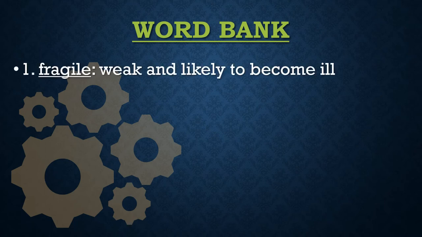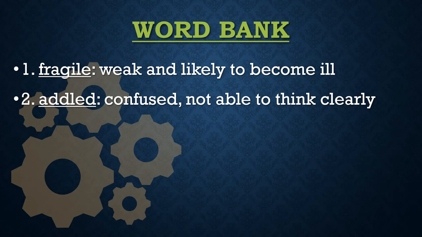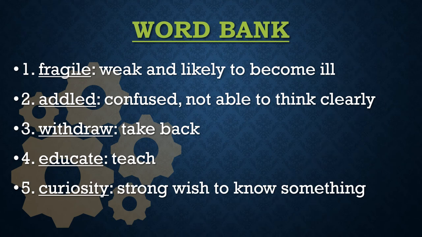The first one was fragile, which means weak and likely to become ill. The second word is addled, which means confused and not able to think clearly. The third word is withdraw, which means to take back. The fourth word is educate, which means to teach. The fifth word is curiosity, which means strong wish to know something. The sixth word is daring, which means courage.